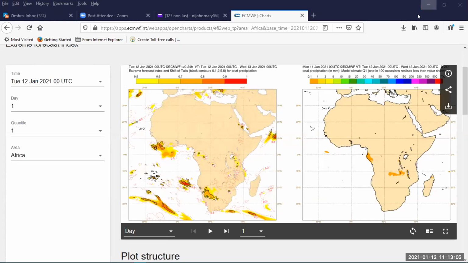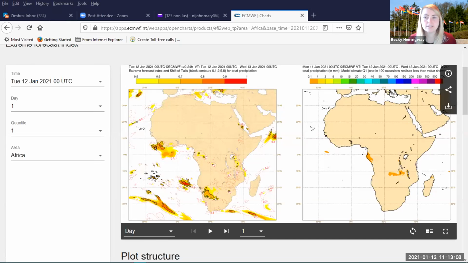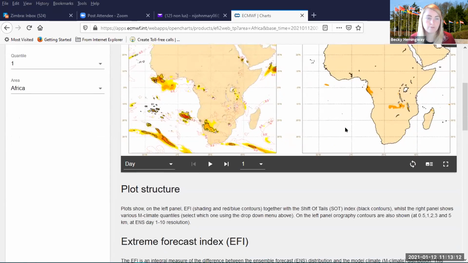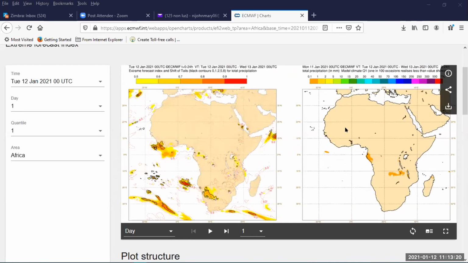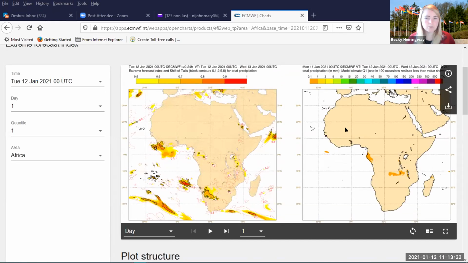What is the relationship? So the one on the right side is the model climate. If you scroll down a little bit, you'll see a little more information in the text about model climate. It's called M-climate, below the shift of tails. The model climate is what we're looking at when we're forecasting. So the EFI, as we mentioned yesterday, is relative to the model climate, because it depends on where you are in the world.